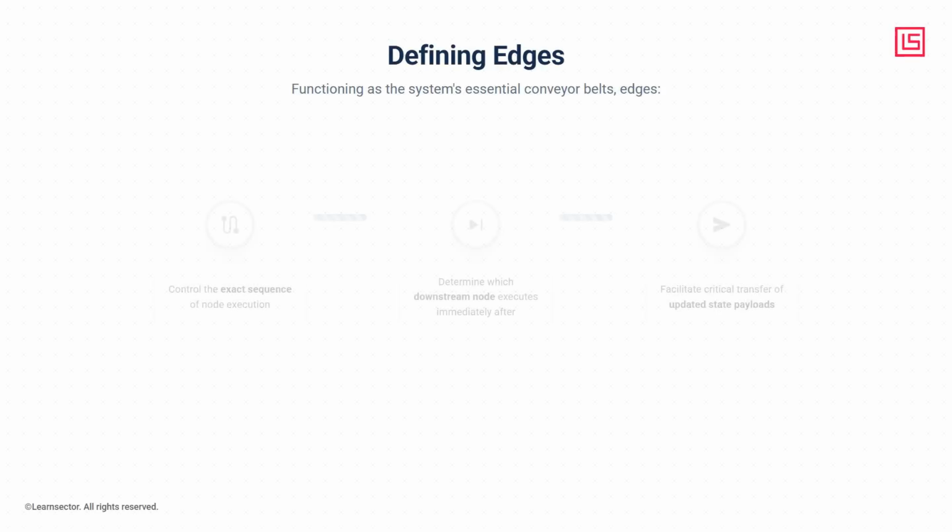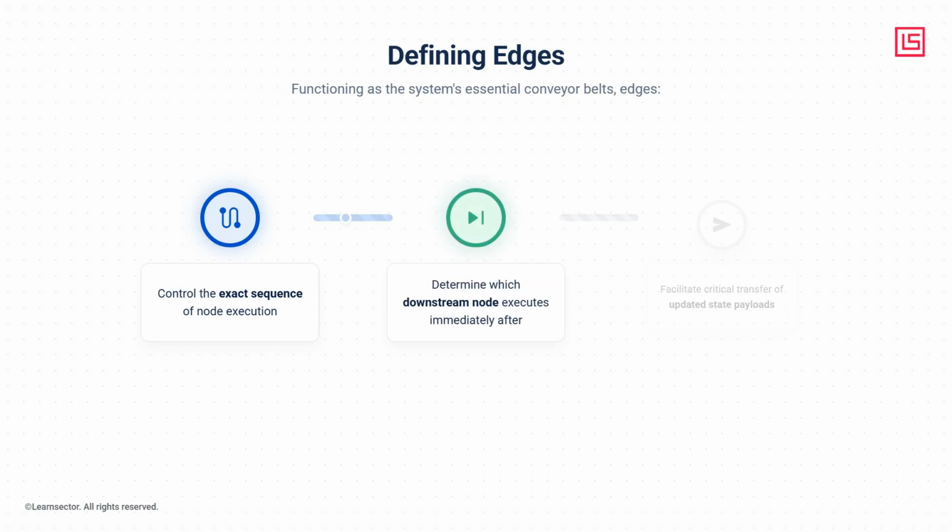While nodes represent the active workers in our system, edges serve as the essential pathways controlling the exact sequence of node execution. If nodes are the workstations on a factory floor, edges are the conveyor belts connecting them. Their primary responsibility is determining exactly which node must execute immediately after the currently active node finishes its task. Beyond simple sequencing, edges facilitate the critical transfer of the updated state payload from one actor to the next. Without this seamless handover, the subsequent node would have no context of the work that was just completed.